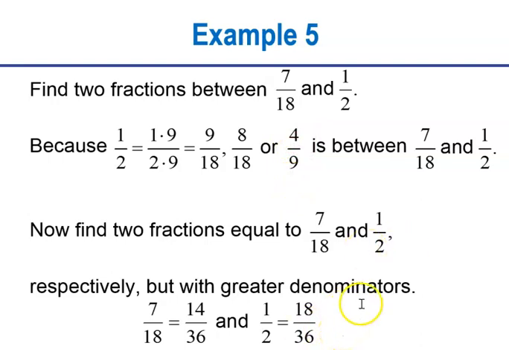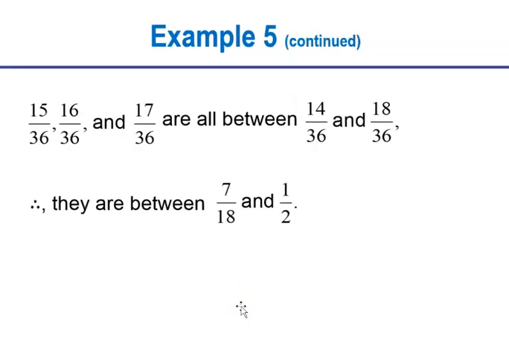I'm scanning through very quickly, and I think it keeps going to the next page. 7 over 18, which was our endpoint, was 14 over 36. Okay, and 18 over 36, that's the other side. That's 1/2 is equal to 18 over 36. So it's easy to find fractions in between. 15 over 36, 16 over 36, 17 over 36, all of those fit between. Okay.